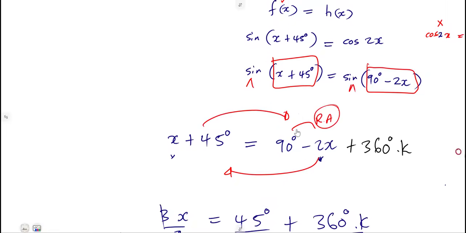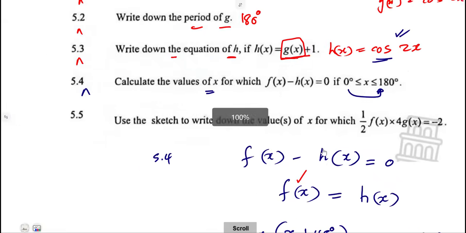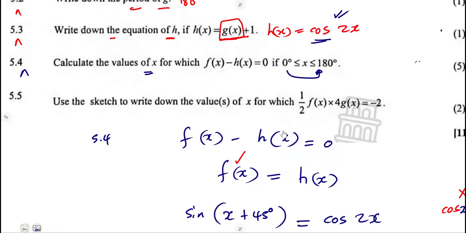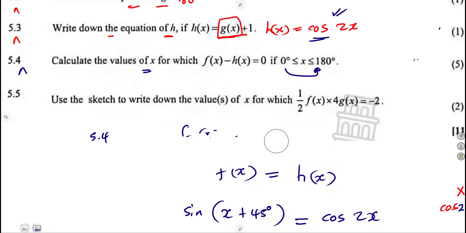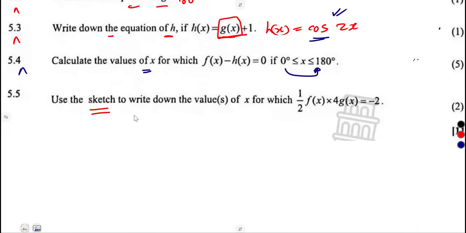All right, let's check another part on question 5.5. Now they say use the sketch. So this condition is not for you to calculate. You must use the sketch this time. Use the sketch to write down the value or values of x for which this condition does exist.